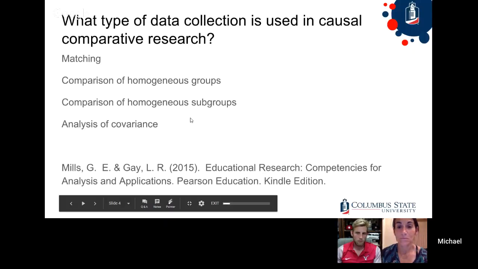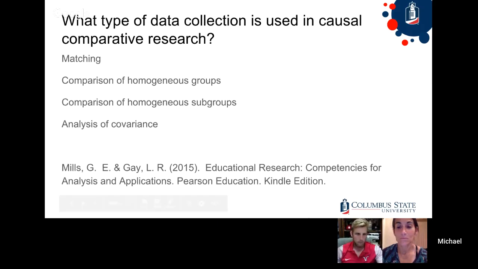What type of data collection is used in causal comparative research? Matching is another control technique. If a researcher has identified a variable likely to influence performance on the dependent variable, the researcher may control for that variable by pairwise matching of participants. For each participant in one group, the researcher finds a participant in the other group with the same or very similar score on the control variable. If a participant in either group does not have a suitable match, the participant is eliminated from the study. The resulting matched groups are identical or very similar with respect to the identified extraneous variable.